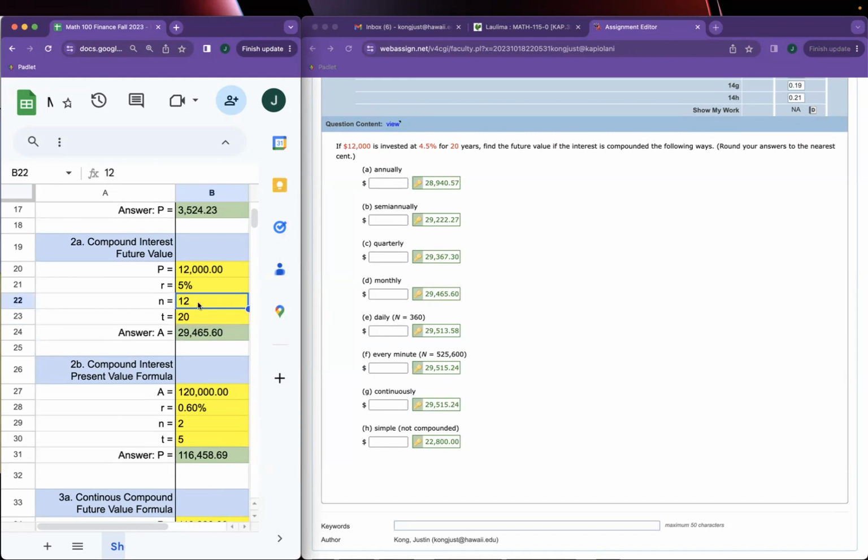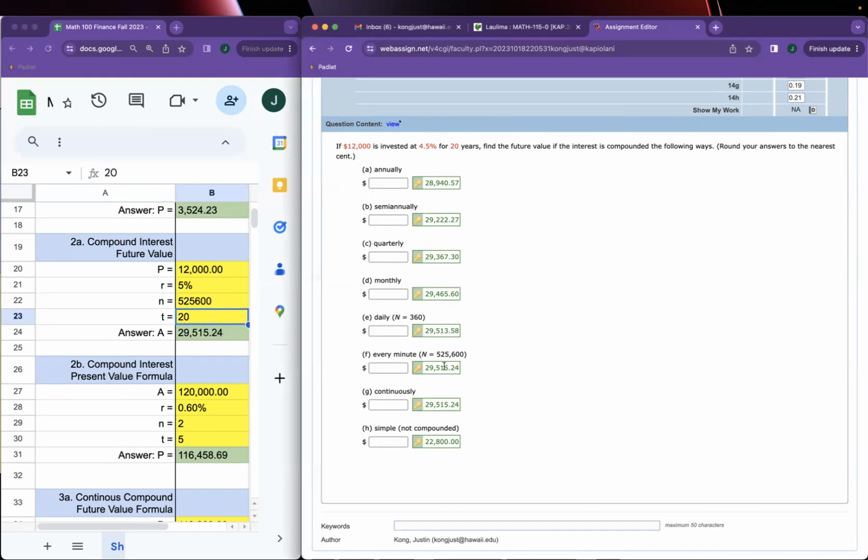Daily means N is 360. Remember, we use the calendar year for finance, which is 360 instead of 365. And right there, we got the same number again. Every minute means N is 525,600. And there you go, matching one more time.